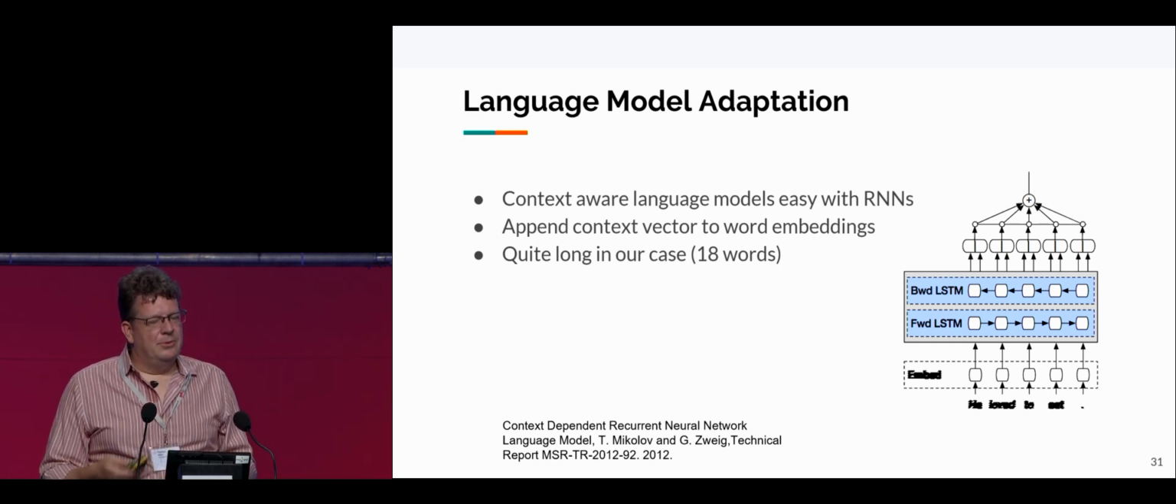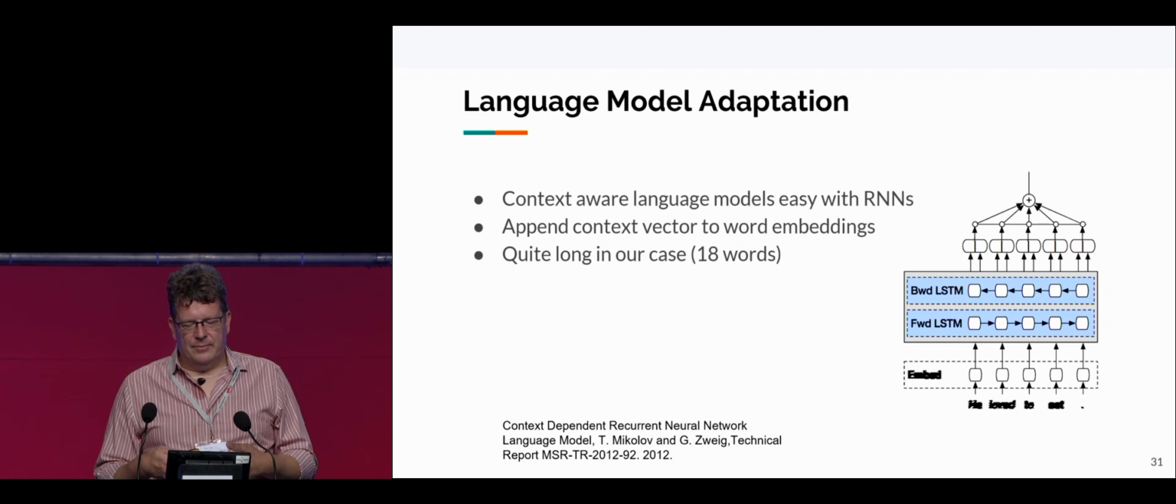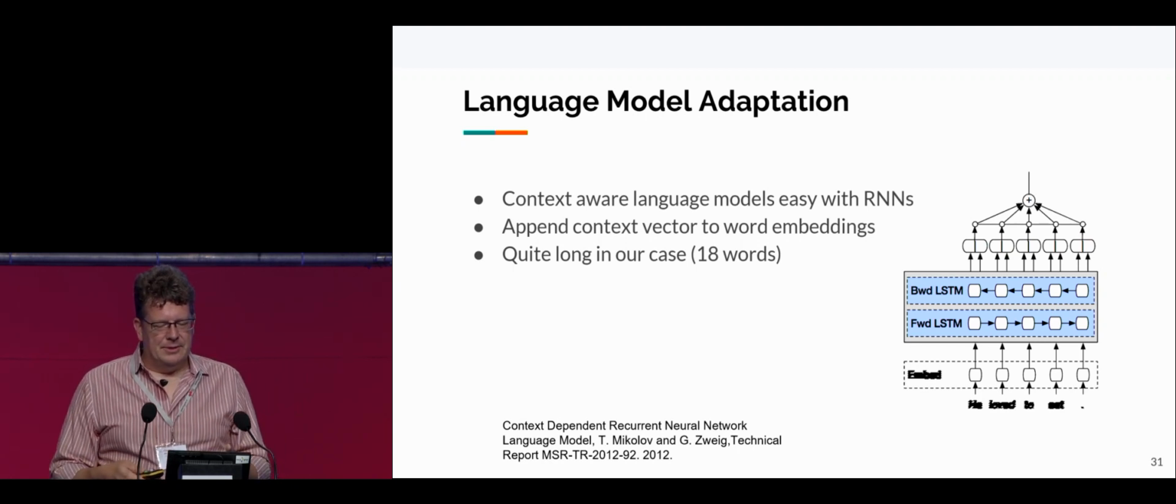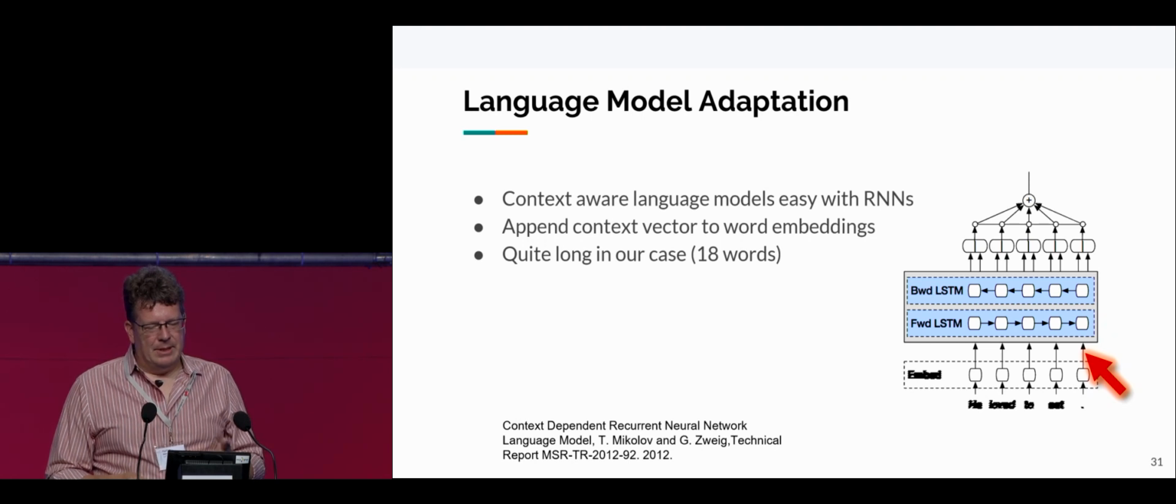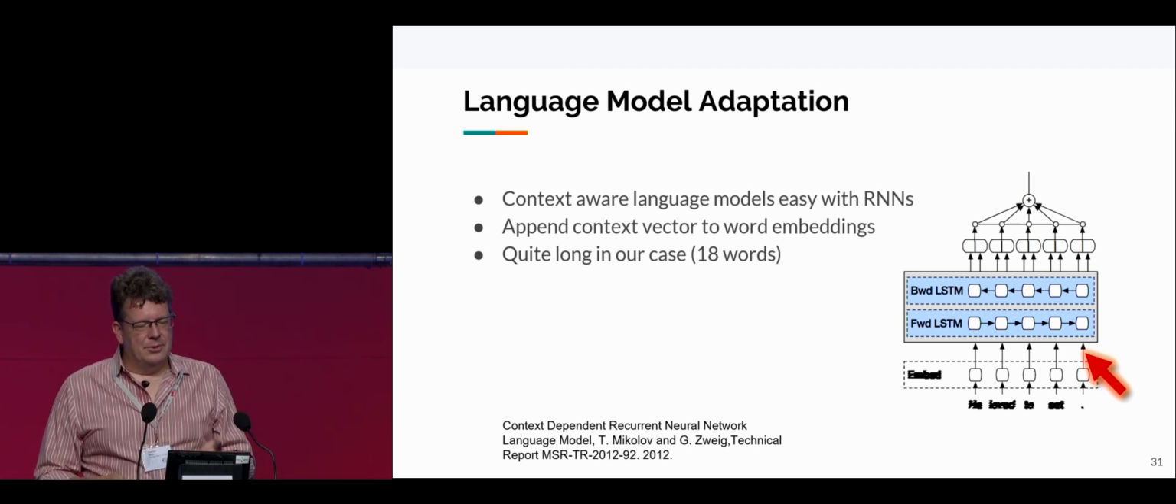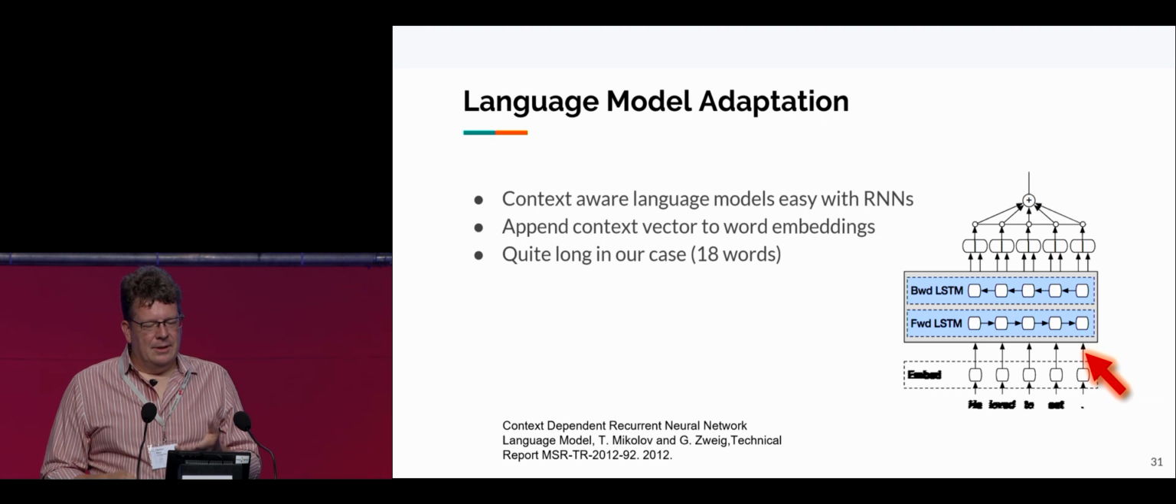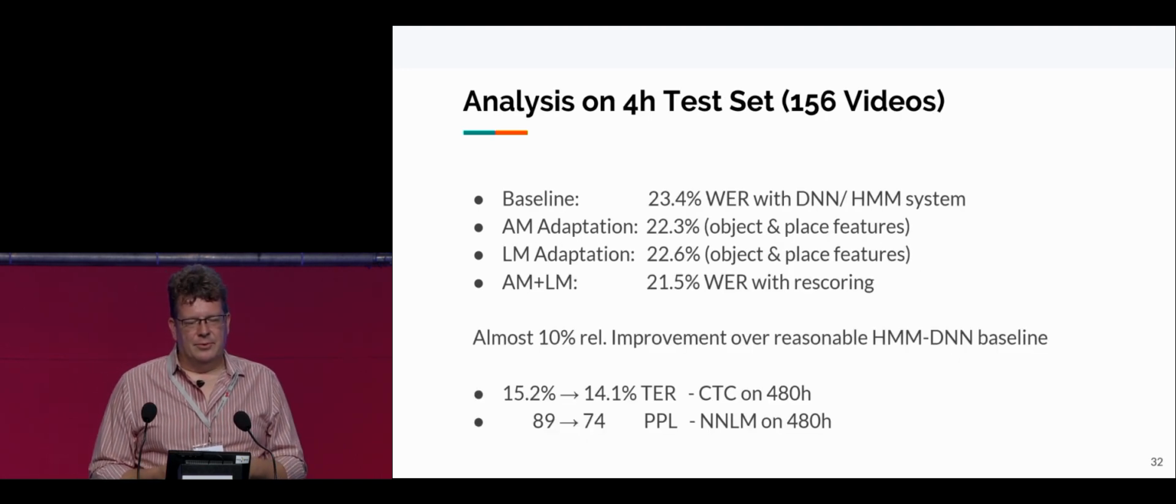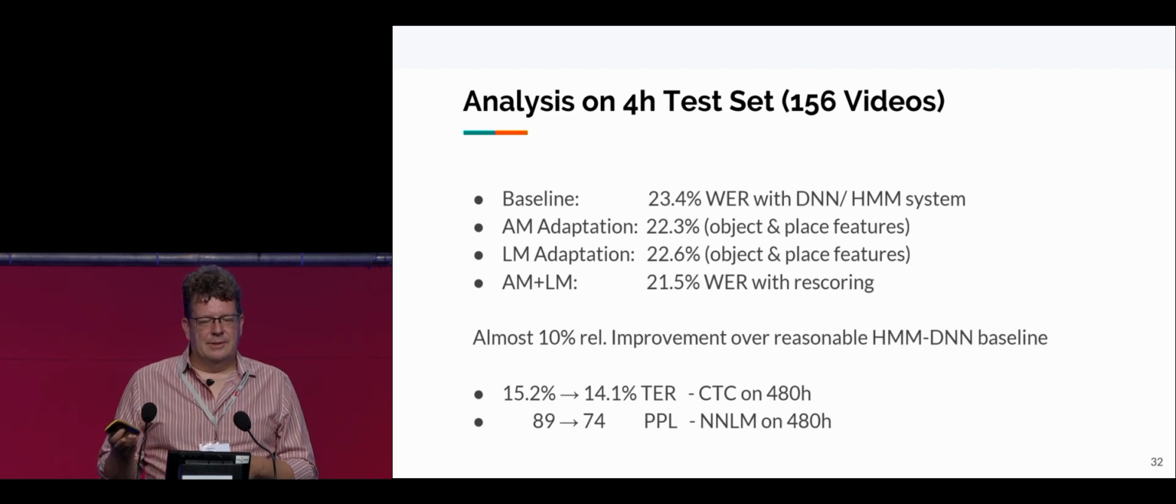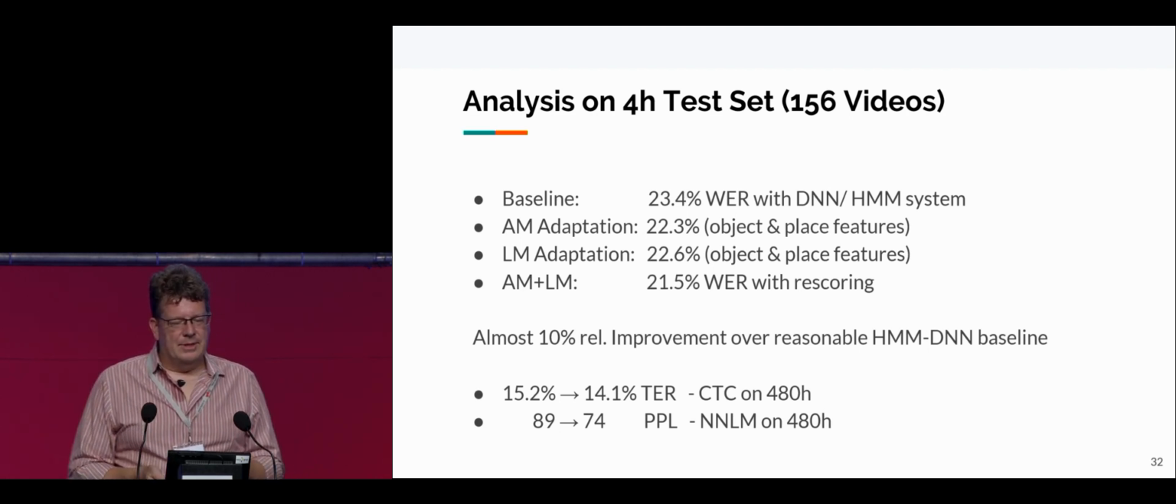If we have a neural network language model, we can provide this embedding vector as an additional input in, say, the word embeddings that we learn or that we pass through in the context vector. And so we can train a neural network language model, which we did in this case, even though we have relatively long sentences, about 18 words. So what we got now is our baseline, 23.4%.